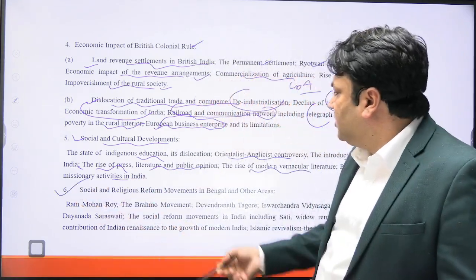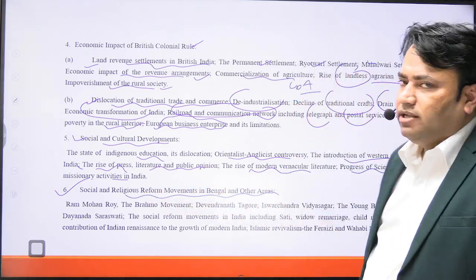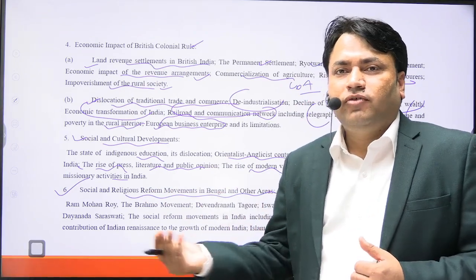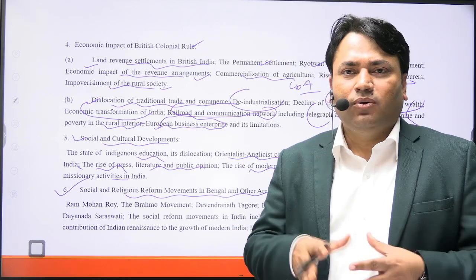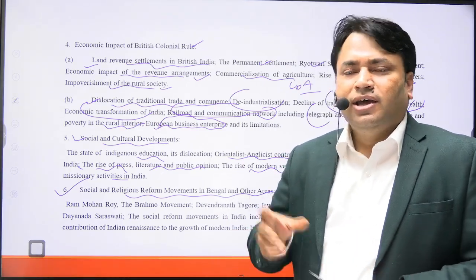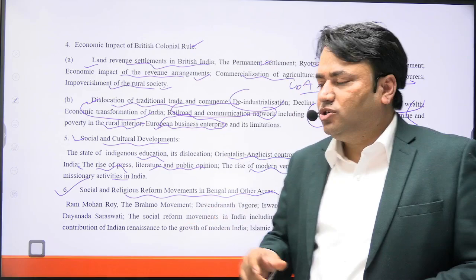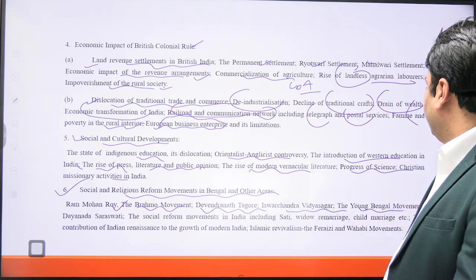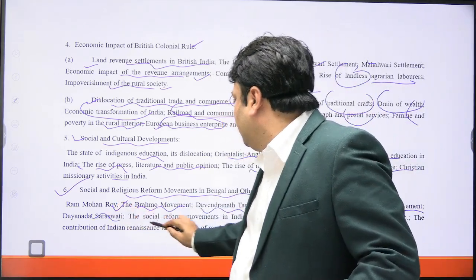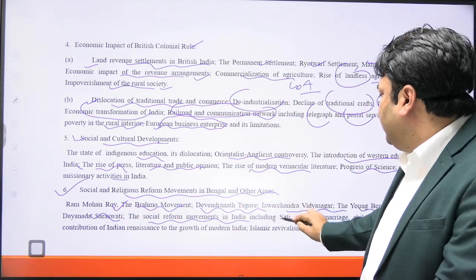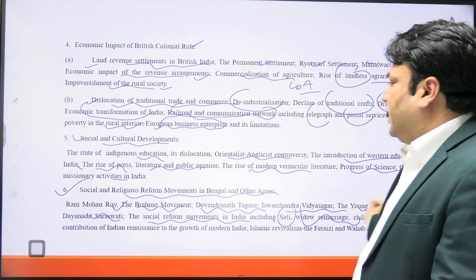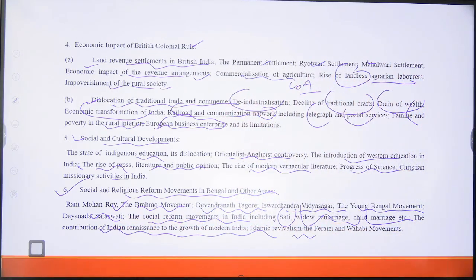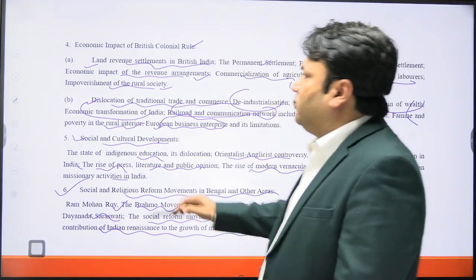The next topic is socio-religious reform movements in Bengal and other areas. Those who are students of GS and those who are thinking to opt for history optional, take a look at your GS paper notes and questions once, okay? Then you will have an idea of how history optional is going to help you. Raja Ram Mohan Roy, Brahmo movement, Devendranath Tagore, Ishwarchand Vidyasagar, Young Bengal movement, Dayanand Saraswati, social reform movements in India, including sati, widow remarriage, child marriage, the contribution of Indian Renaissance to the growth of modern India, Islamic revivalism, Faraizi and Wahhabi movement. This you need to study.